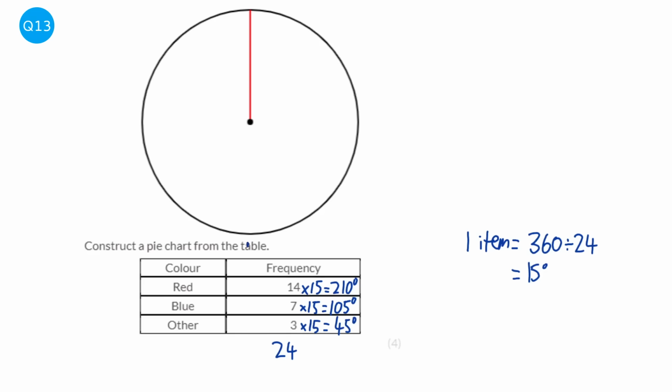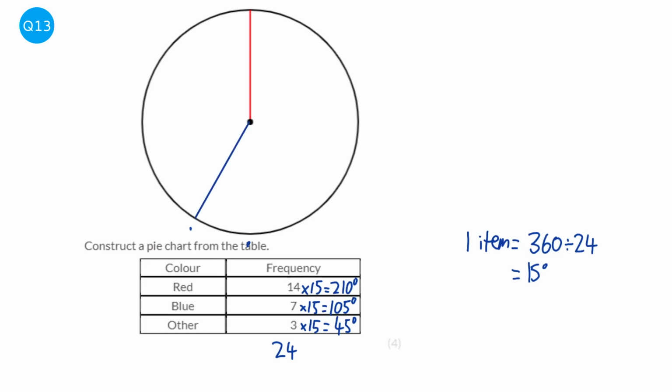Now we know 180 is down here, so the first thing we're going to do is just mark that on, because the first angle is going to be 210, so we know that's 180 so far. So I'm going to turn my protractor around, and from 180, 210 will be another 30, so I'm just going to plot that on. And then I'm going to join it up. So start at the center and join that up. And we're going to stop when the circle stops.